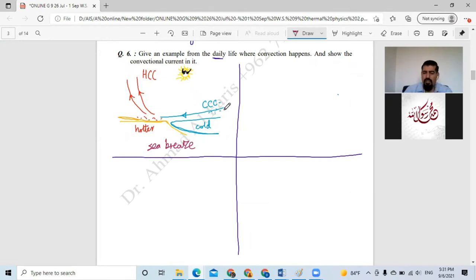The cold air comes from where? From the ocean or from the sea, above the ocean, because on the land side the air becomes hot as it is heated up and it goes up.